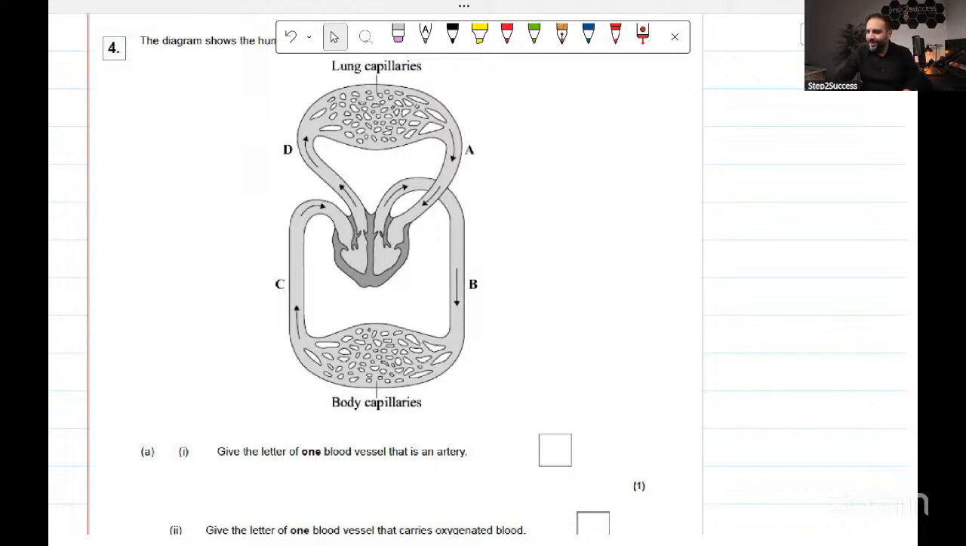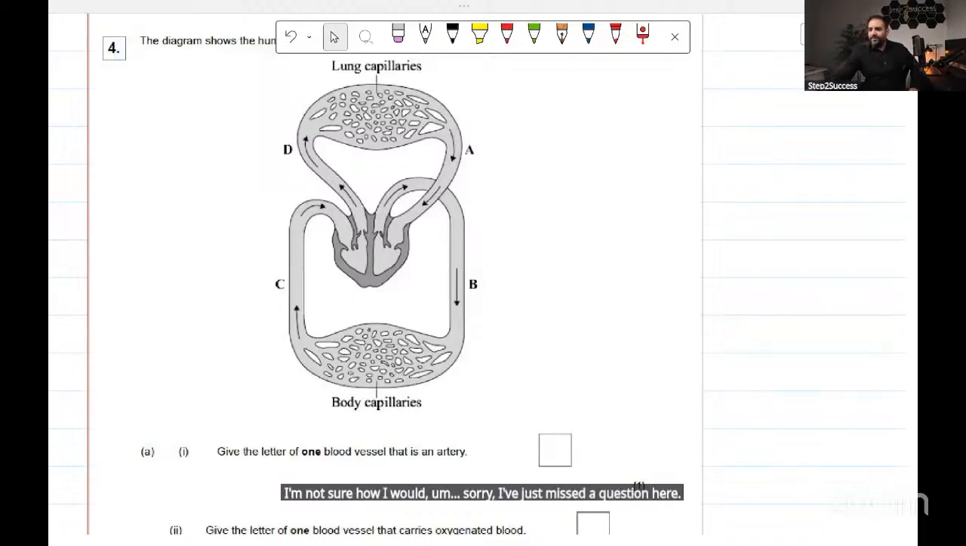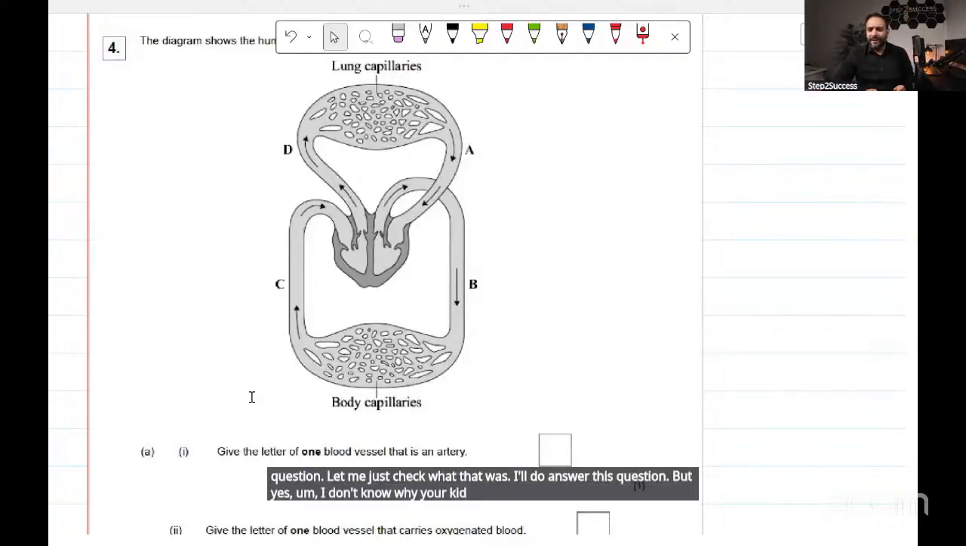I'm not sure how I would... sorry, I just missed a question here. Could you also do part B of the last question? Let me just check what that was. I'll answer this question, but yes. I don't know why your kidneys sometimes hurt when you're doing a lot of exercise.